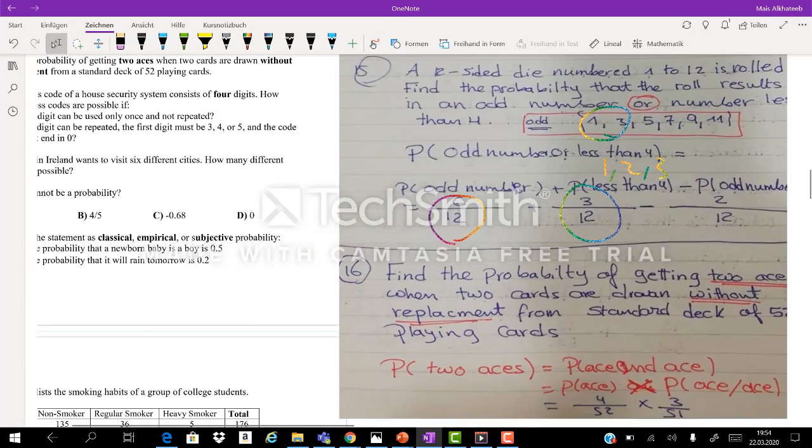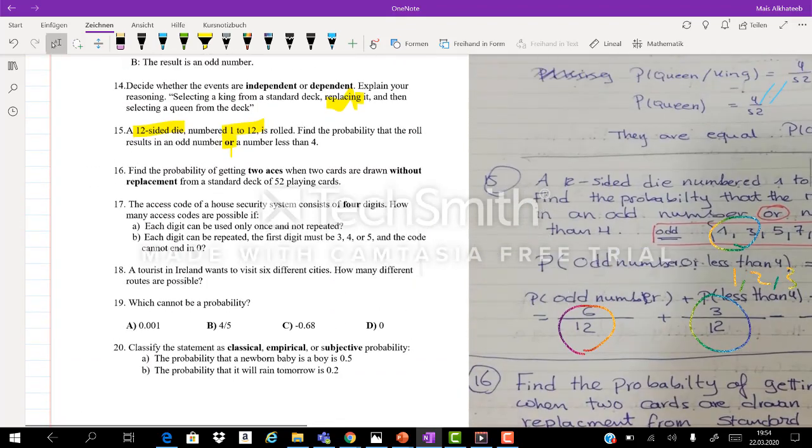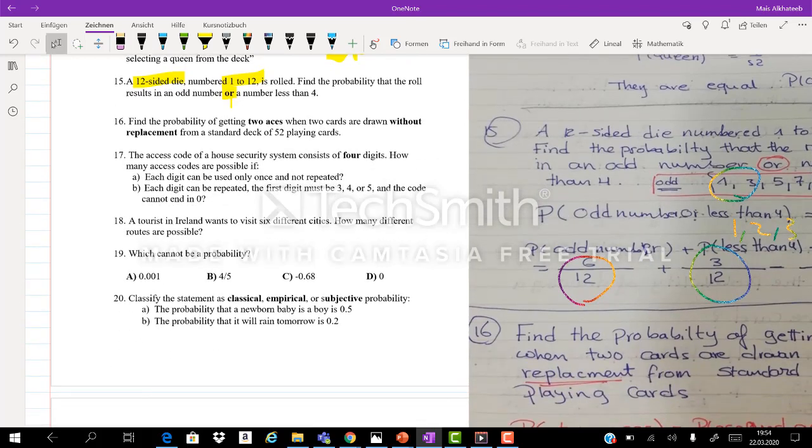Now 16. I always used to review 16 in class. Find the probability of getting 2 aces when 2 cards are drawn without replacement from a standard deck of 52 playing cards.